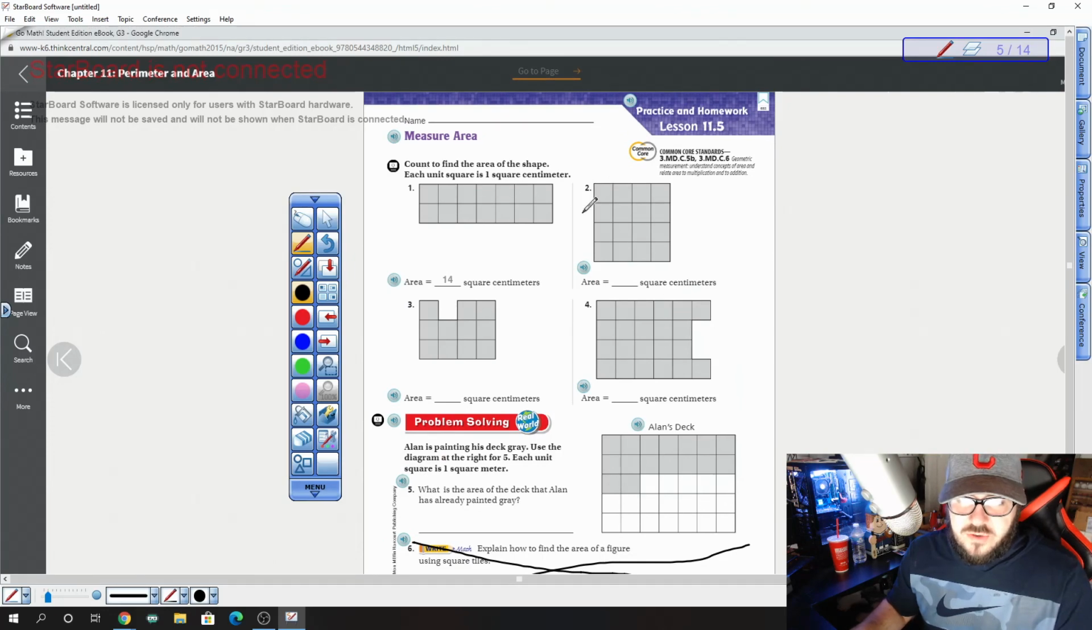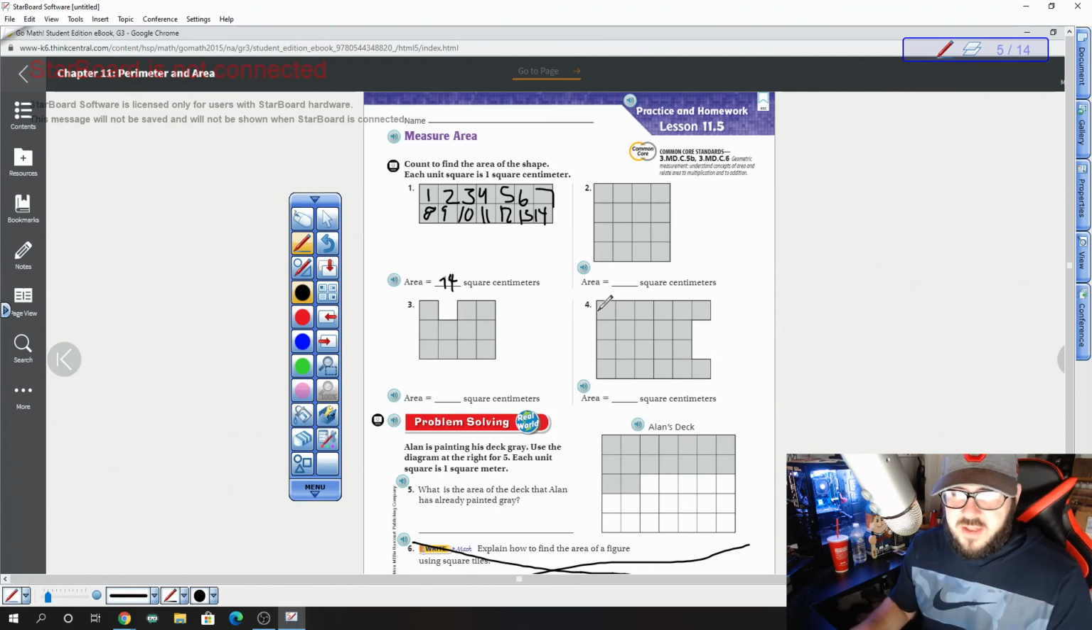Okay. Questions 1, 2, 3, and 4. You are counting to find the area of the shape. Each unit square is 1 square centimeter. Number 1's already done for you. It's 14. Okay, they counted it out. And you can practice counting it out too. Okay, 8, 9, 10, 11, 12, 13, 14. So that's what you're doing for numbers 2, 3, and 4.